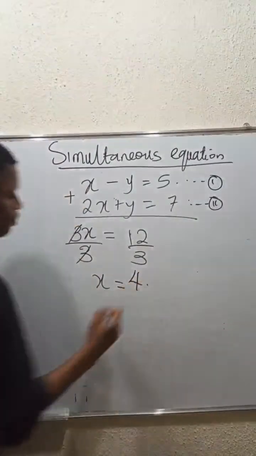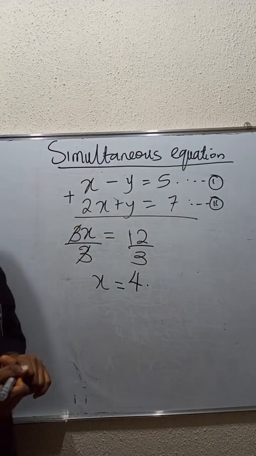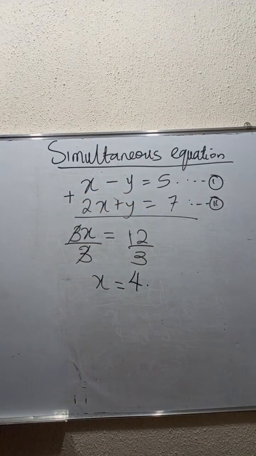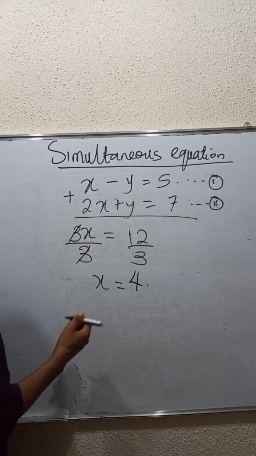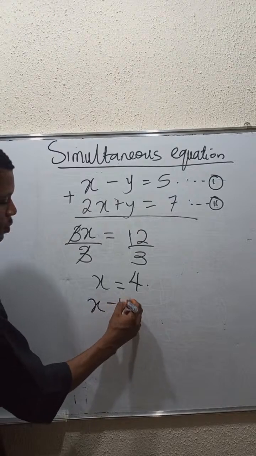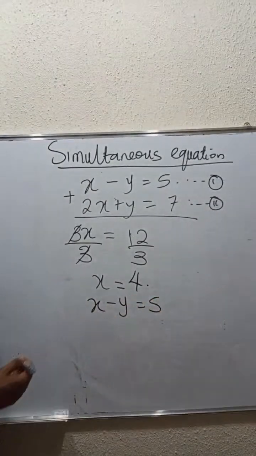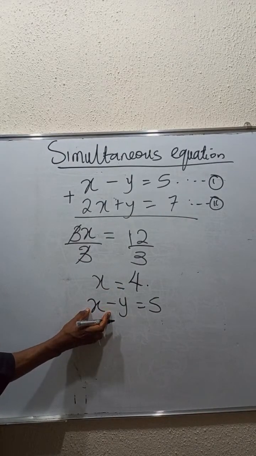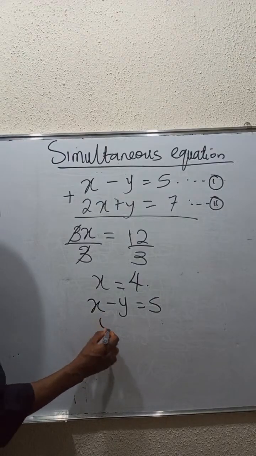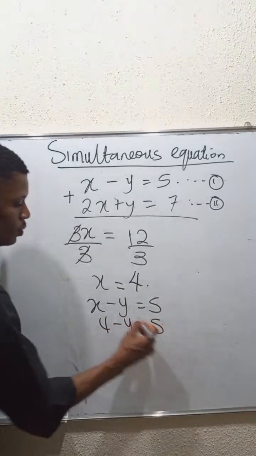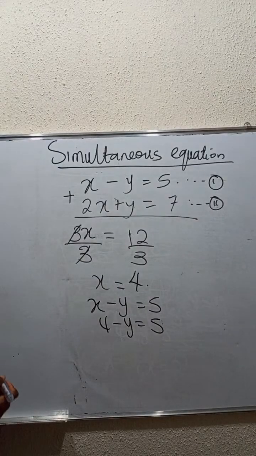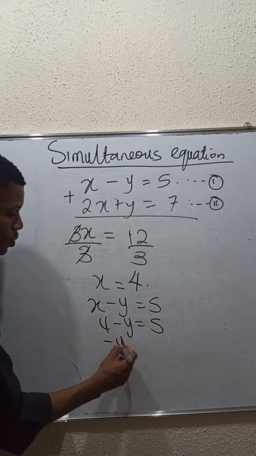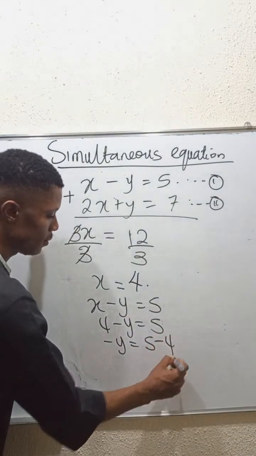So x is 4. Now the next goal is to find the value of y. To find the value of y, we simply put in the value of x, which is 4. I also use equation 1, x minus y is equal to 5. Since x is 4, we have 4 minus y is equal to 5. To get the value of y, we subtract this 4 from both sides. Minus y is equal to 5 minus 4.